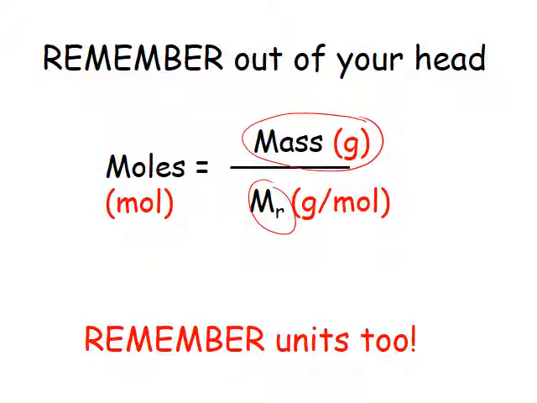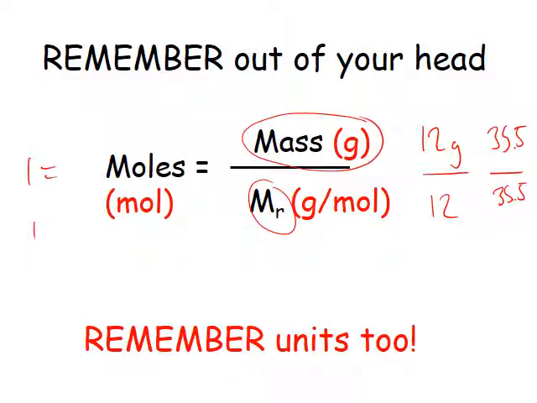So let's say you have 12 grams of carbon. You know that the MR for carbon is 12. So you're going to have 1 mole of carbon. Okay, now let's do that for something else like chlorine. If you have 35.5 grams of chlorine, you know that the MR is 35.5, and when you do the calculation, you'll have 1 mole.